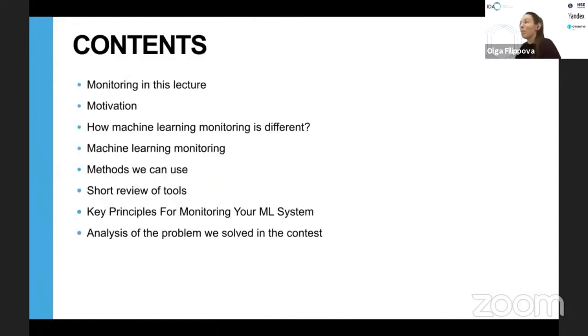Today I will give a little lecture about monitoring machine learning models in production. This is our plan. First, I'll state what I mean by monitoring here. Then I'll mention why you need to monitor your models. And then we'll discuss the difference between a machine learning service and the usual software service. Then we'll dive into details: what exactly we can monitor and which metrics we can use. Then I'll say a couple of words about popular tools, and then I'll highlight key principles for monitoring ML systems. And then we will analyze an example: how can we monitor a response model, the task we solve in this competition?